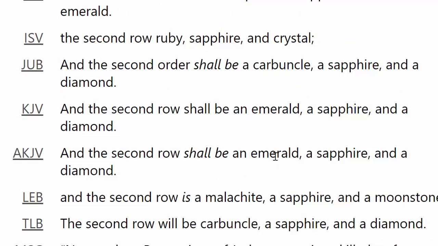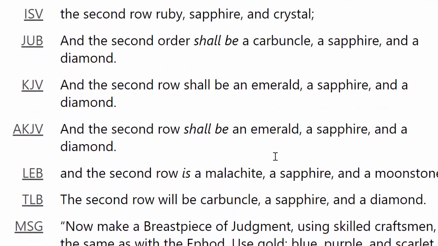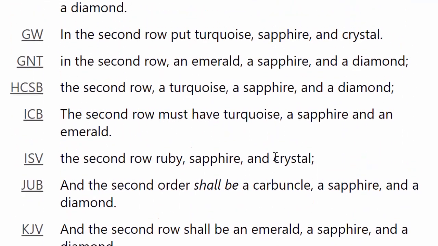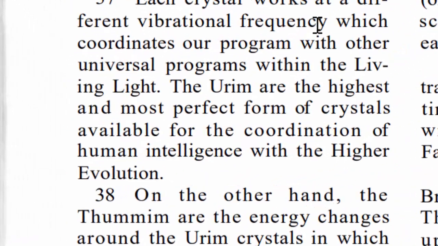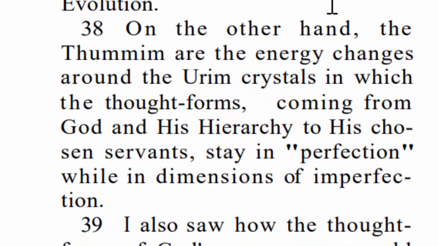It may be what prevents you from actually making it when you try to price these stones and realize that you're about to spend a whole lot of money on a diamond. But anyway, it may not be necessary. So what it boils down to is that the Urim is made up of the seed stones or the crystals, and the Thummim is the energy that these crystals generate.